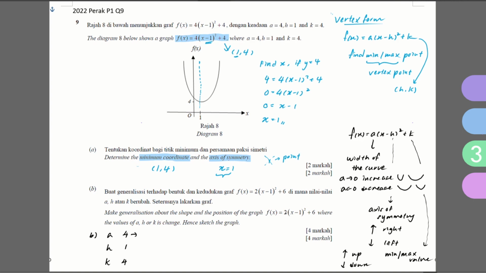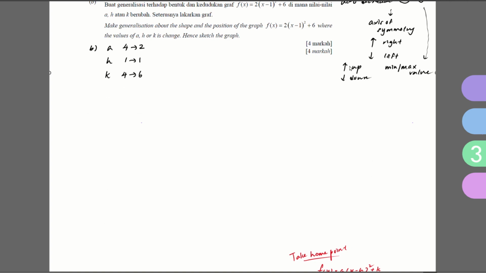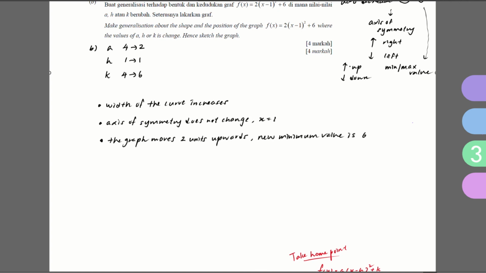A changes from 4 to 2, H does not change, but K changes from 4 to 6. Now let's state the changes to the curve for A, H and K. Since A moves closer to 0, we can say that the width of the curve increases. Since H does not change, the axis of symmetry does not change and it's still x equals to 1. And lastly, K increases from 4 to 6, so the graph moves upwards by 2 units and the new minimum value would be 6 instead of 4.